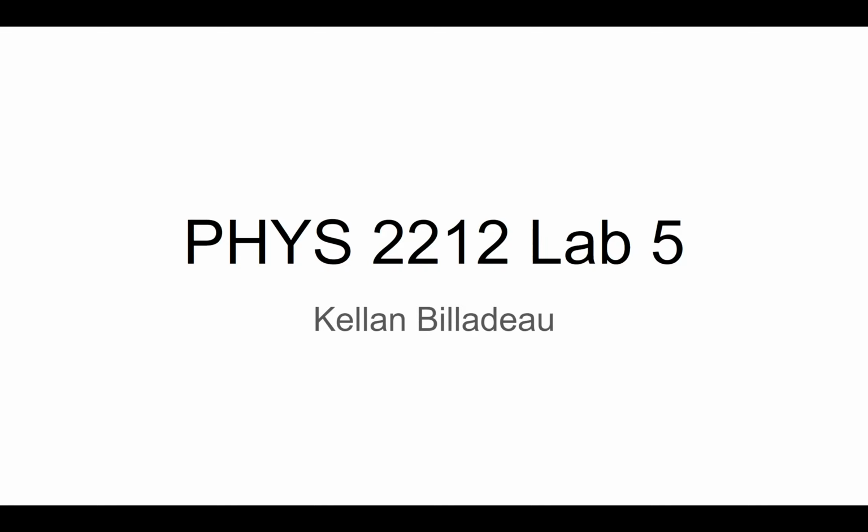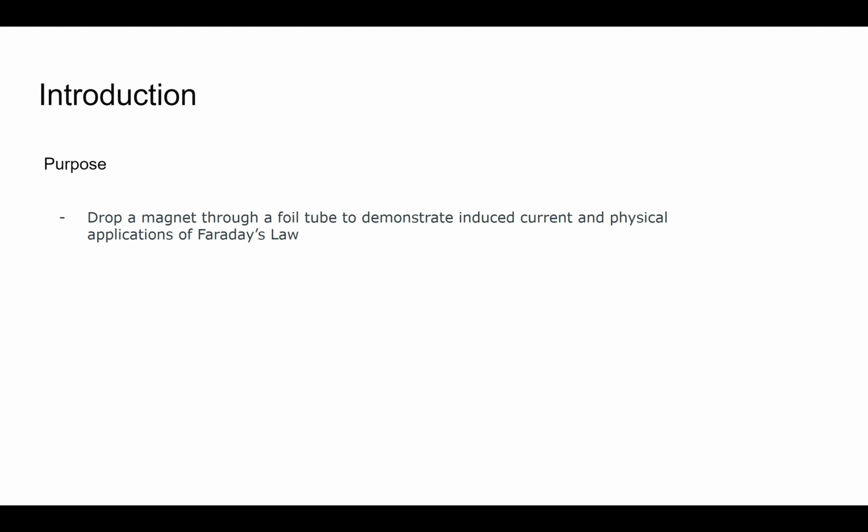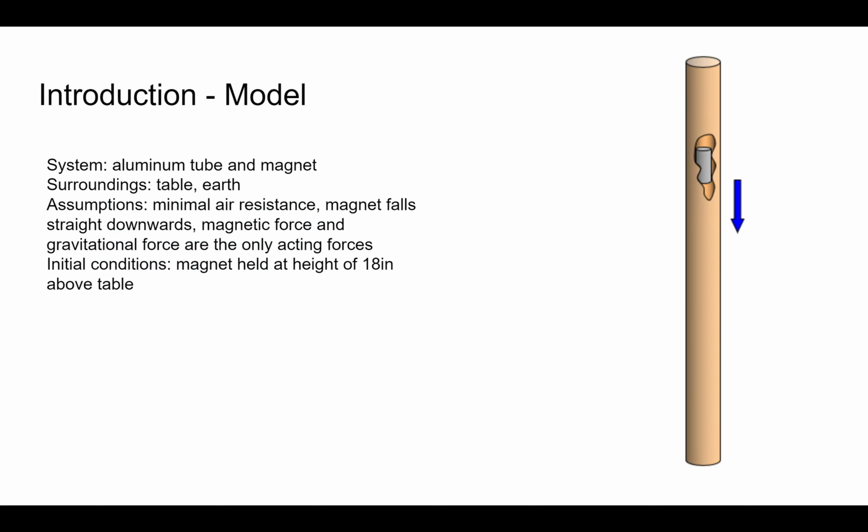I'm going to be going over Lab 5. The purpose of this lab is to drop a magnet through a foil tube to demonstrate induced current in physical applications of Faraday's laws. So, the system is an aluminum tube and a magnet. I'm dropping it through the tube. The surroundings are the table and the earth.